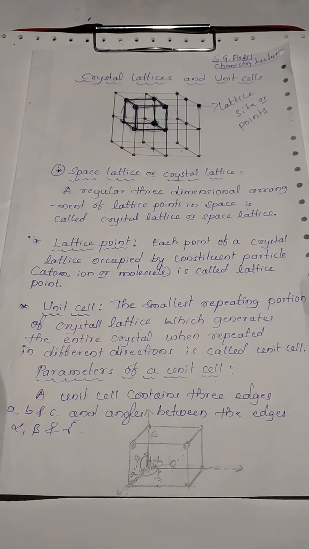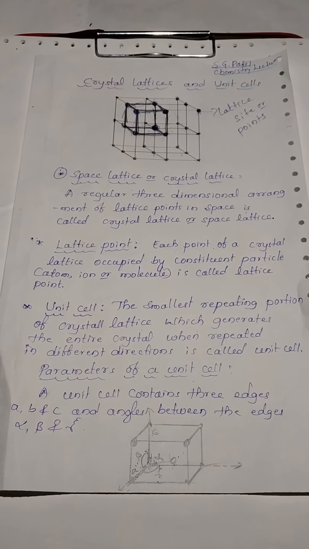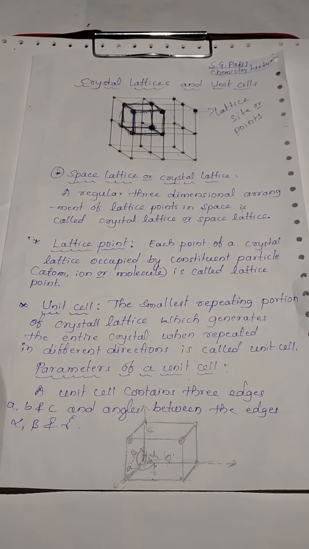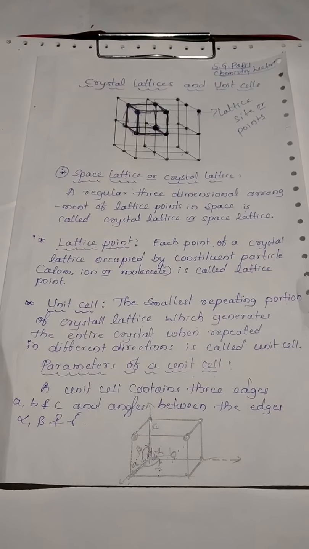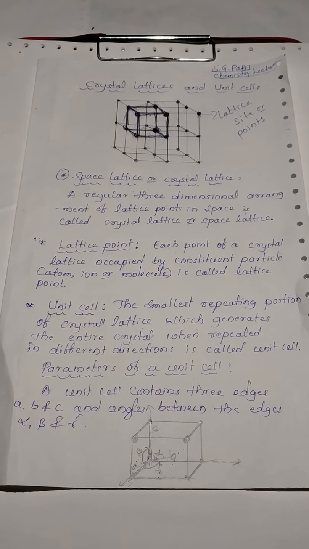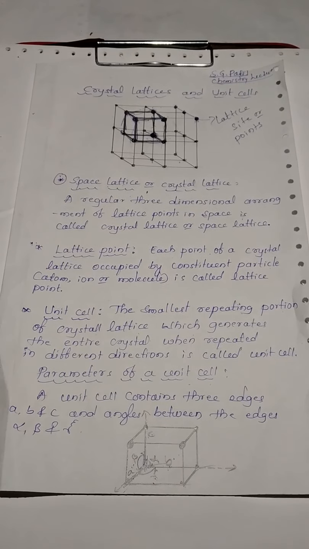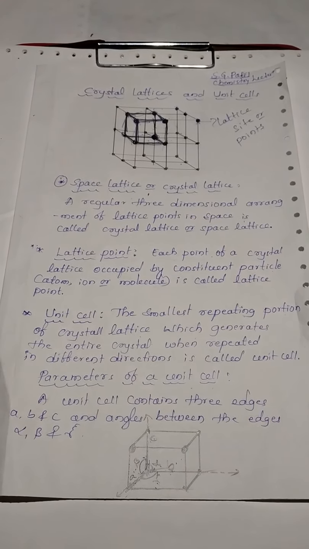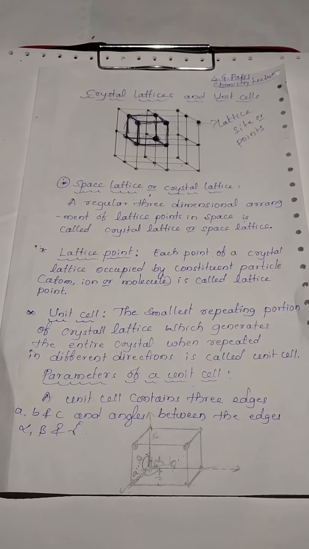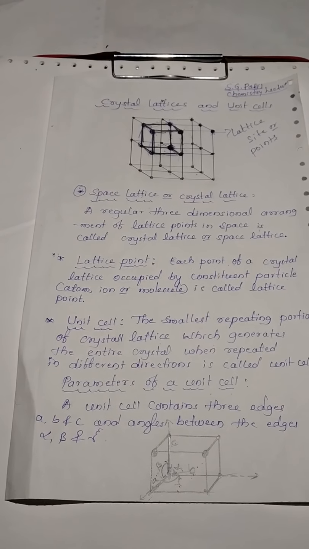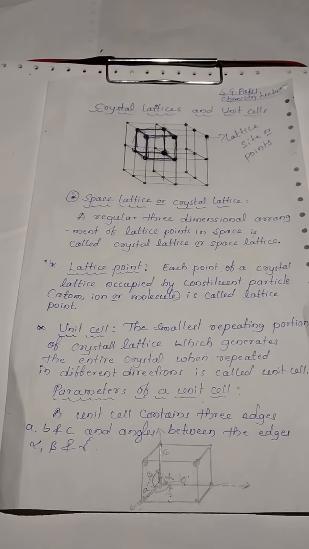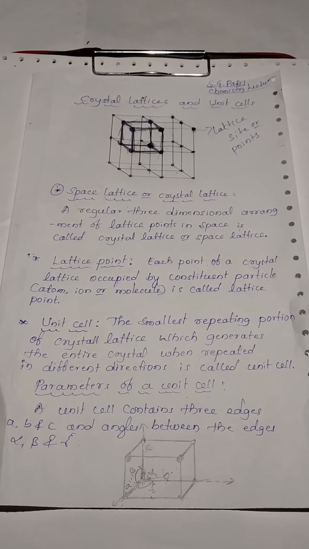In the previous video we discussed the introduction of the solid state chapter, the classification of solids, along with the classification of crystalline solids. In this session we are going to discuss crystal lattices, unit cells, parameters of the unit cell, classification of unit cells, the 7 types of crystal systems, as well as the number of atoms in a unit cell. So these are the concepts we are going to discuss now.